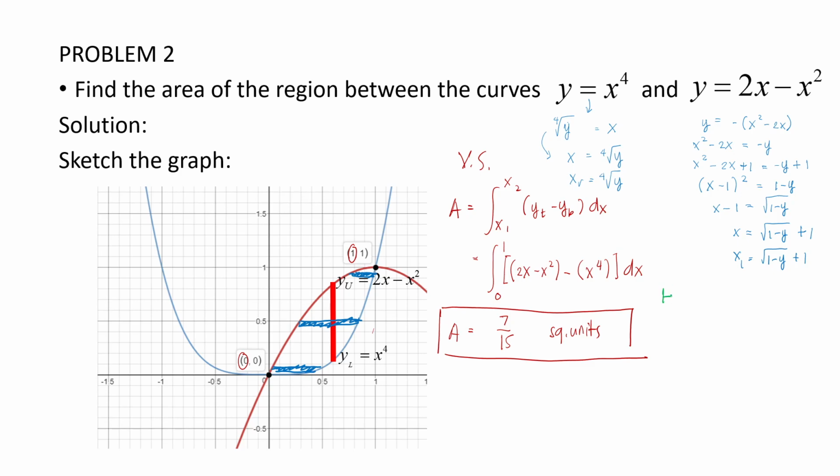Okay, so horizontal strip now. So the formula is the integral of x right minus x left dy from y1 to y2. And then you're going to have from still 0 to 1. And then x right is fourth root of y minus x left, that would be square root of 1 minus y plus 1, and then dy. Then this will be the answer.